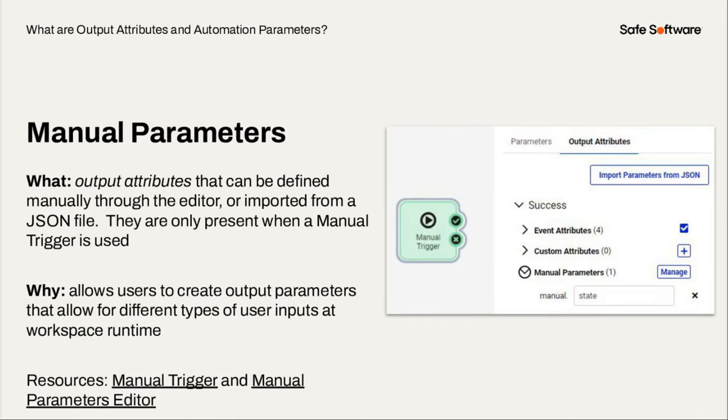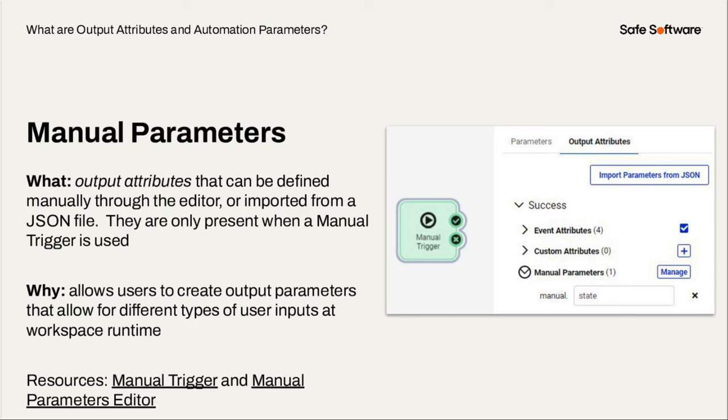Next up, we have manual parameters. Despite being called a parameter, these are indeed a type of output attribute that can be defined manually through the editor or imported from a JSON file when running an automation. Unlike the first two output attributes that we looked at, manual parameters are only present when a manual trigger is used.